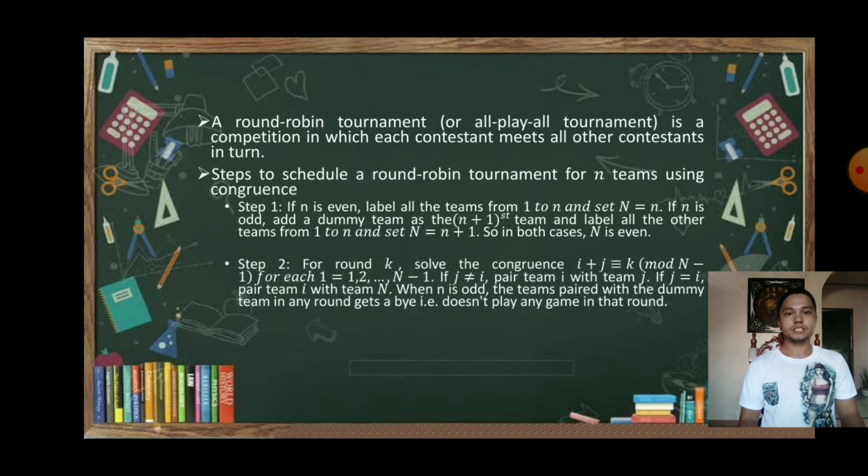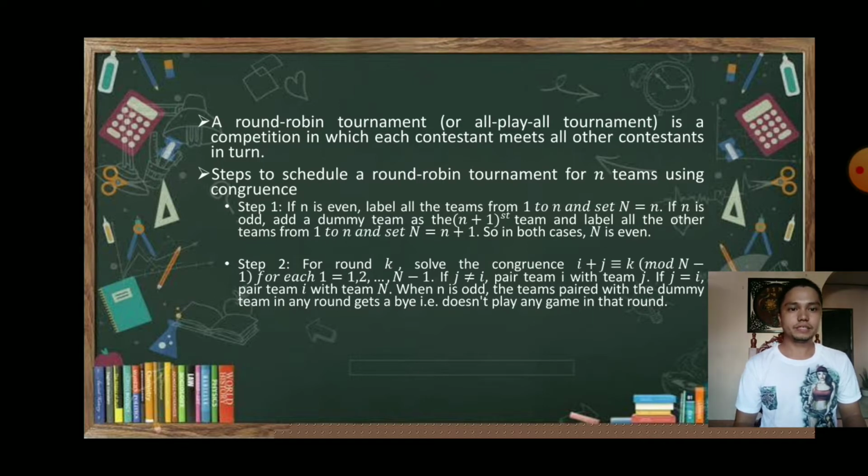Okay, next, step 2. For round k, solve the congruence i plus j is congruent to k mod n minus 1. Okay, so ito po yung gagamitin nating formula sa pagkuha ng pairings. And then, take note po that the small letter k represents the number of rounds. For each i equals 1, 2, until n minus 1.